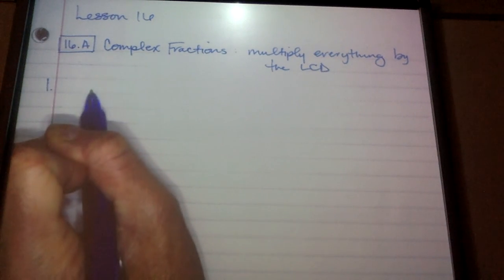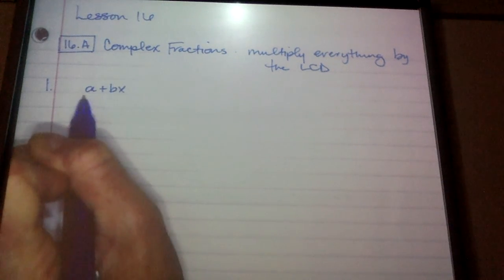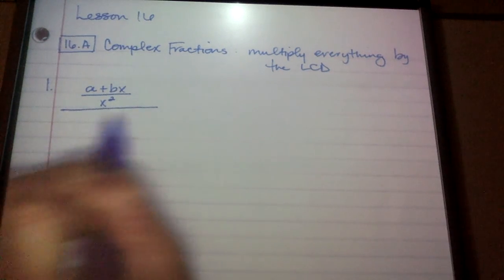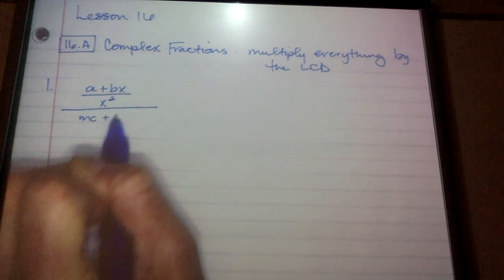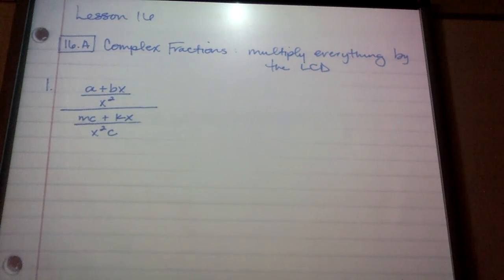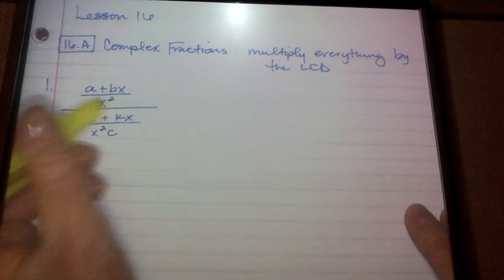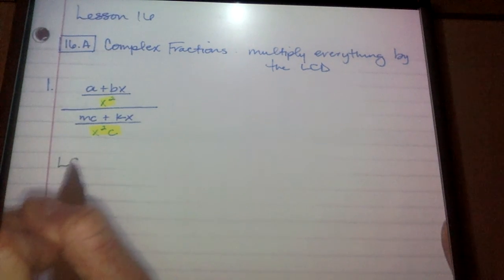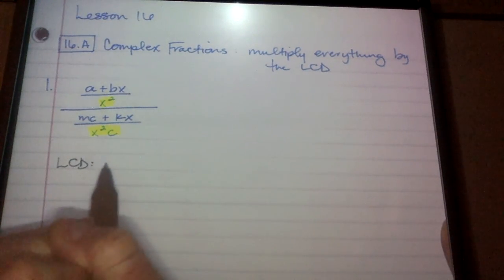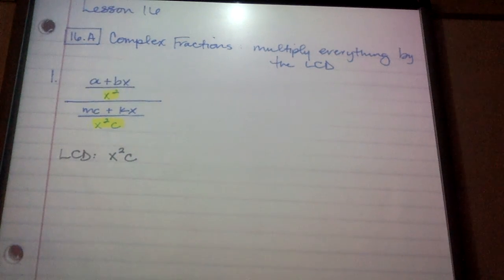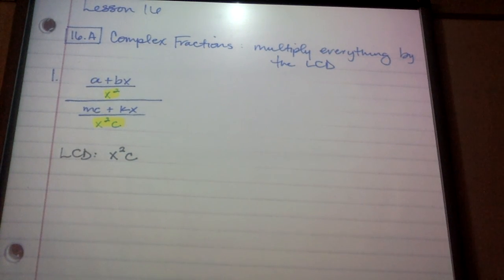I'm going to give you a complex fraction, a plus bx over x squared divided by mc plus kx over x squared c. So the first thing I need to do is figure out, I'm looking at my denominators, and I'm determining what the least common denominator is. I notice both of them have x squared, but only this one has c, so I'm going to have to use c. So you bring what they have in common and what they don't have in common.